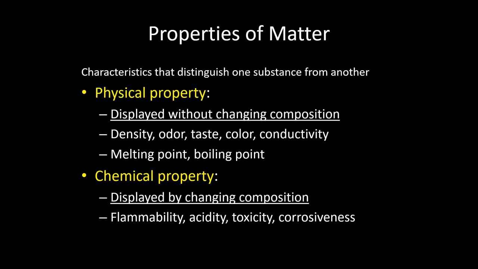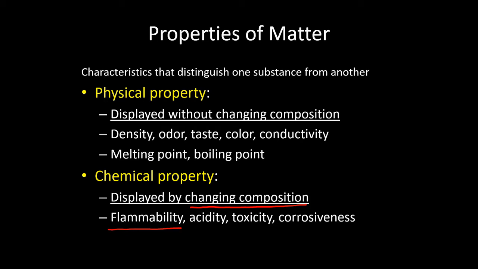And for it to be a chemical change, you have to actually change the composition. You have to make a new molecule. And so that is our definition of a chemical change or a chemical property. This is something that is displayed by changing the composition. So flammability is an example of a chemical property. You can't measure how flammable something is without actually lighting it on fire. You can't just look at a bit of matter on the desk and say, that is definitely very flammable. You can't just look at it and tell.